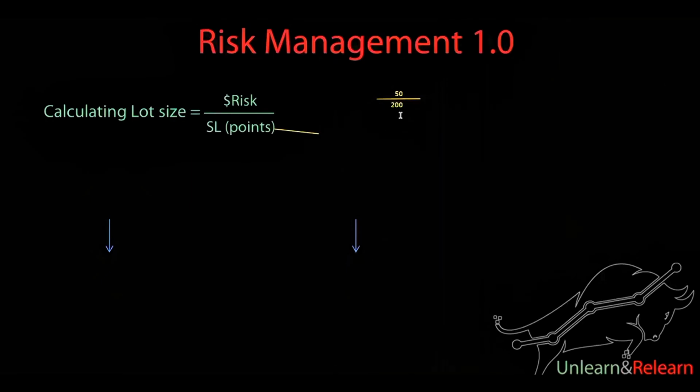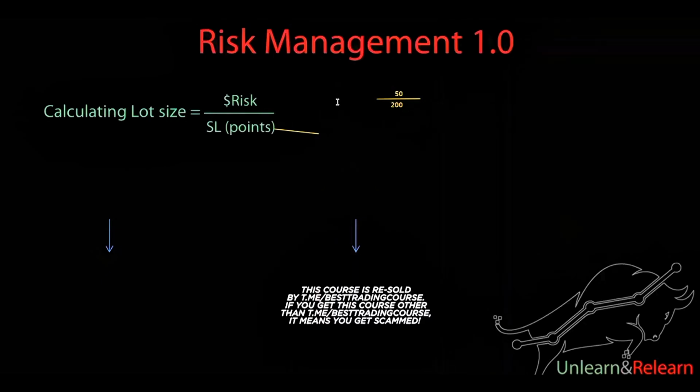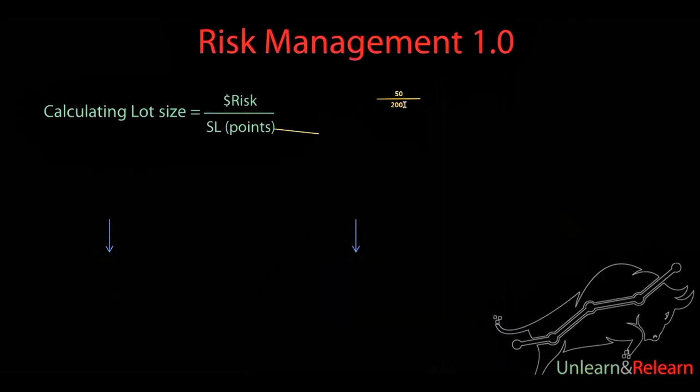So 50 divided by 200. It's going to be around 5 by 20. 5 by 20 is going to be what? 0.4? My mental math is not that strong. Oh, 0.25, yeah, my bad. So it's going to be 0.25. So for you to risk $50 on a 20 pip stop loss, you'll be using a 0.25 lot, right?